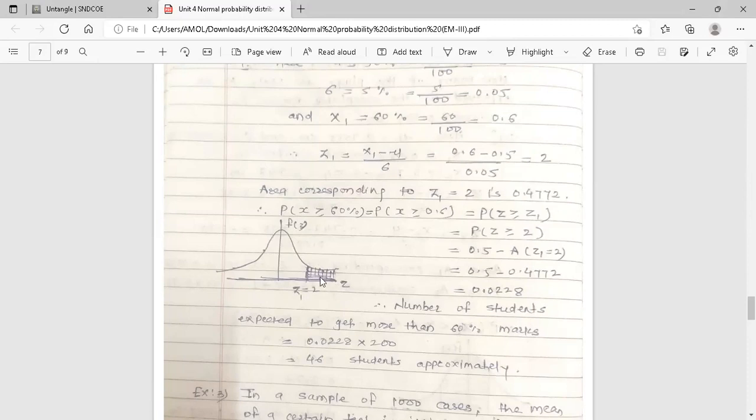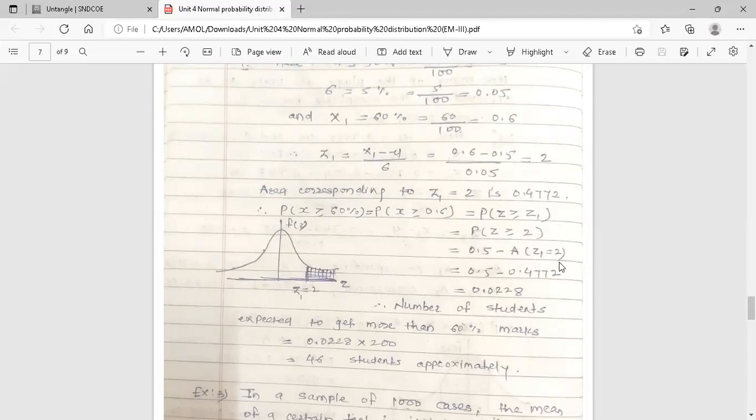Now how to find the area of this shaded portion? You know this is a normal curve, and z equal to 0 divides the curve into two equal parts. So the half area, the complete right-hand side, is 0.5. You subtract the area of z1 from that 0.5, then you get the area of the shaded portion. So the formula is: probability of z greater than 2 is 0.5 minus the area for z1 equal to 2.